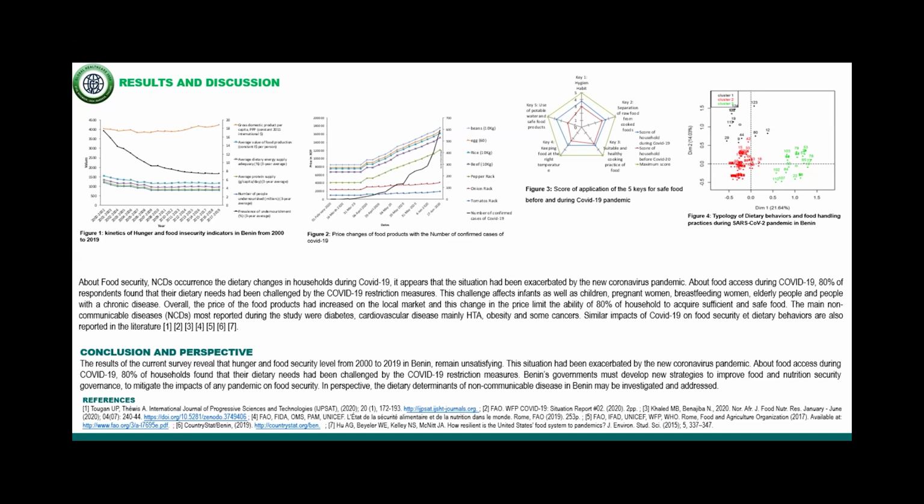The Benin government must develop a new strategy to improve food and nutrition security governance to mitigate the impact of any pandemic on food security. In perspective, the dietary determinants of non-communicable disease in Benin may be investigated and addressed. Thank you for your attention.